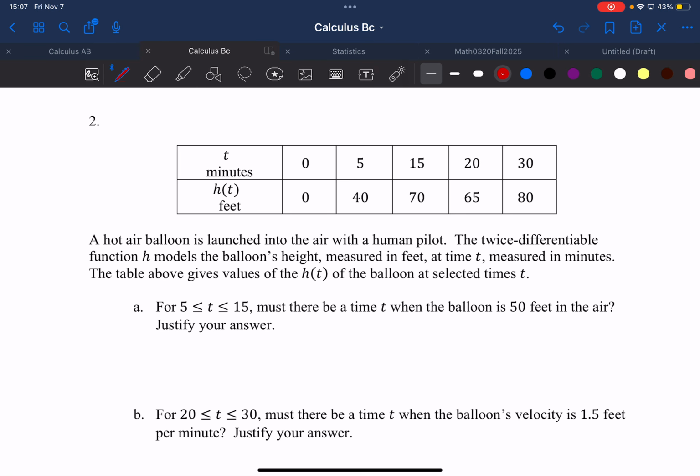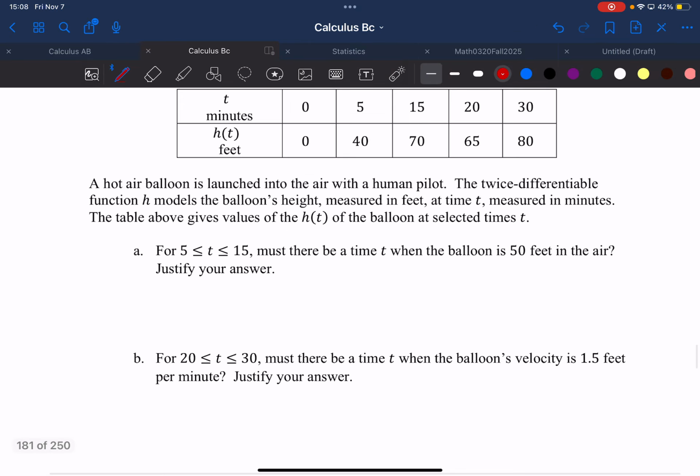Okay, so for example, number 2 gives us a table of values. The top row is t represented in minutes, and the bottom row is h of t representing feet. It says a hot air balloon is launched into the air with a human pilot. The twice differentiable function h models the balloon's height measured in feet at time t measured in minutes. The table above gives values of h of t of the balloon at selected times t. So part A says, for t between 5 and 15, must there be a time t when the balloon is 50 feet in the air?